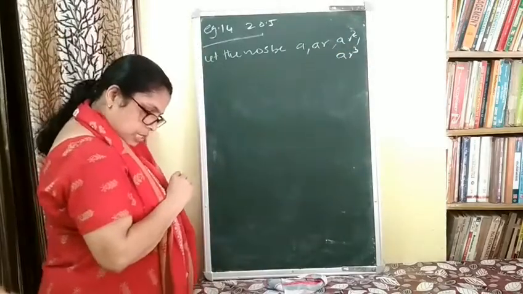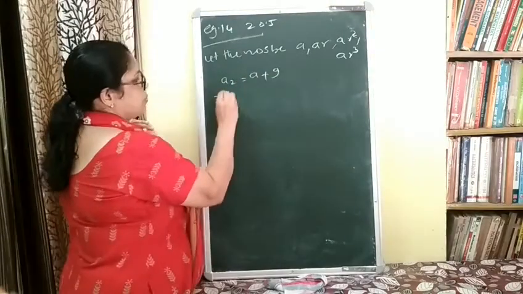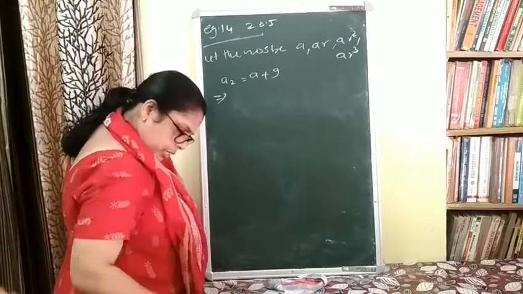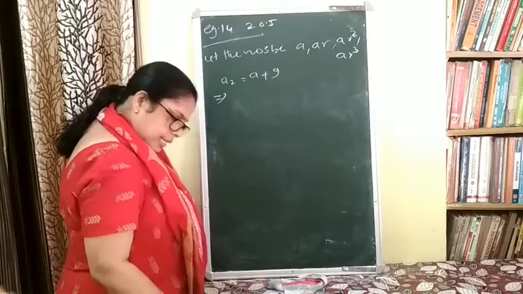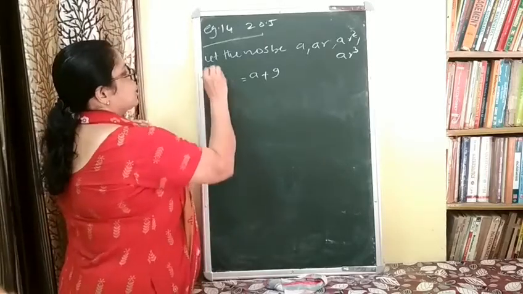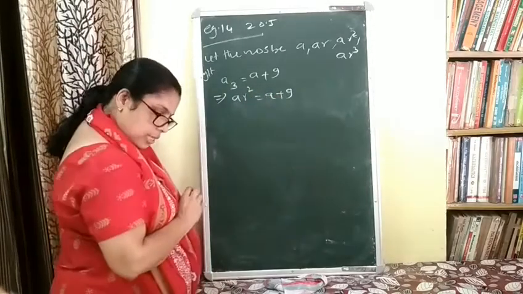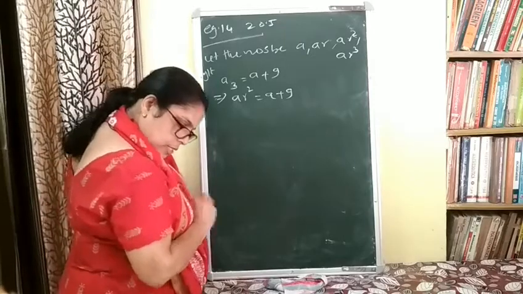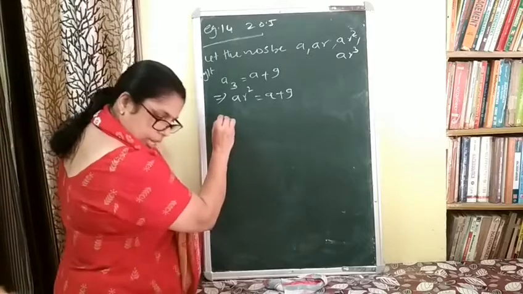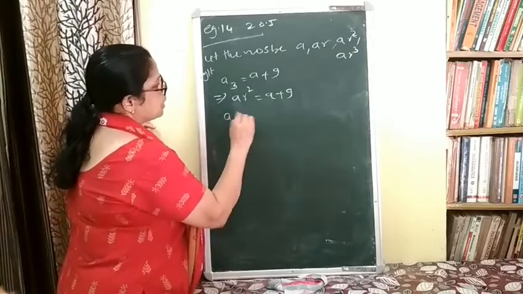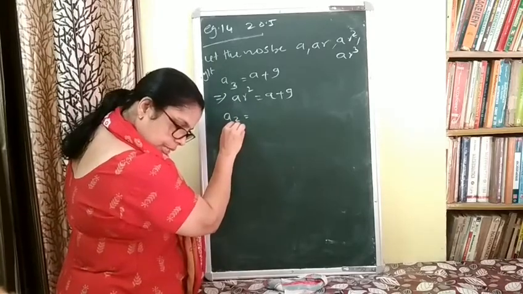What you are given? First condition that you are given is, third term is greater than first term by 9. Sorry, given that third term A3, that is A R square is equal to A plus 9. That is the given first condition. Second condition is second term is greater than fourth by 8. That is second term is A2. This is a decreasing GP. Second term is greater than fourth term.